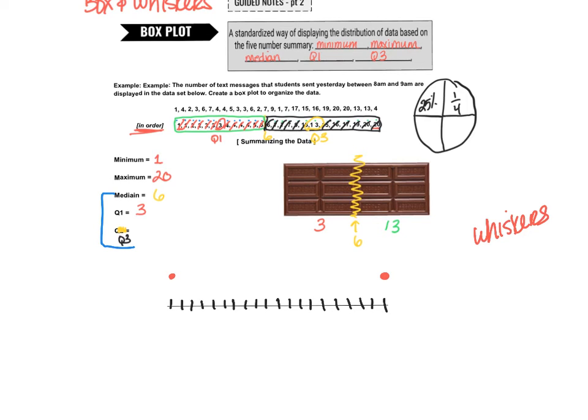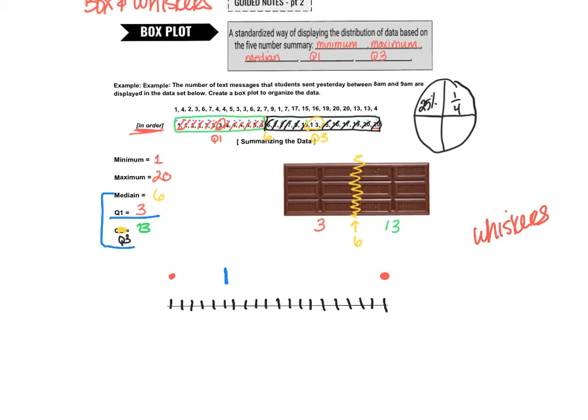Oops, I forgot to put our quartile 3 was 13. So the box is created by these 3 values. The median is at 6. So we count over to 6. 1, 2, 3, 4, 5, 6. And we draw our median line.